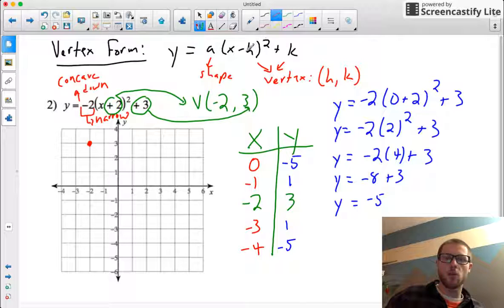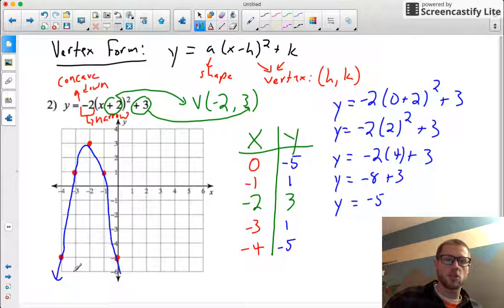So since we've got our table, we're ready to plot. Let's plot this point here, -1, 1. And let's plot 0, -5. Let's plot -3, 1. And let's plot -4, -5. And that looks like this right here. So let's connect the dots, and here is my parabola. And just as we expected, this thing is concave down. It is narrower than the parent function.